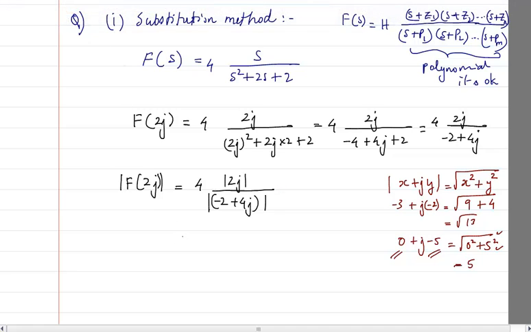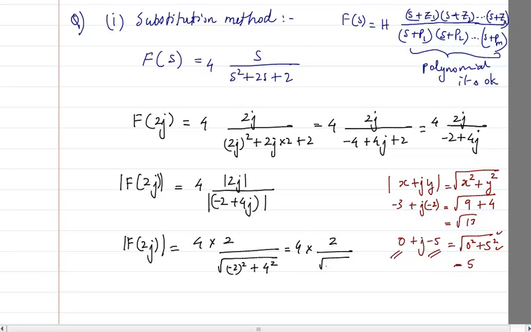So here, what will we get? The magnitude of F(2j) is 4 into, what is the magnitude of 2j? Under root of 0 plus 2 square, which again comes as 2 only, isn't it? Divided by under root of minus 2 square plus 4 square, which comes out to be 4 into 2 divided by under root of 4 plus 16, which is 20.